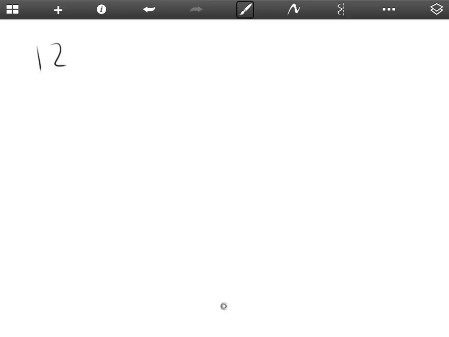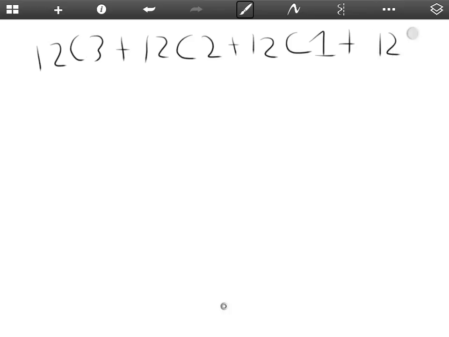So we're going to do 12C3 plus 12C2 plus 12C1 plus 12C0. I should really use a different notation, but for now, this is the same thing as C(12,3), C(12,2), C(12,1). They're all the same thing, just different notations.